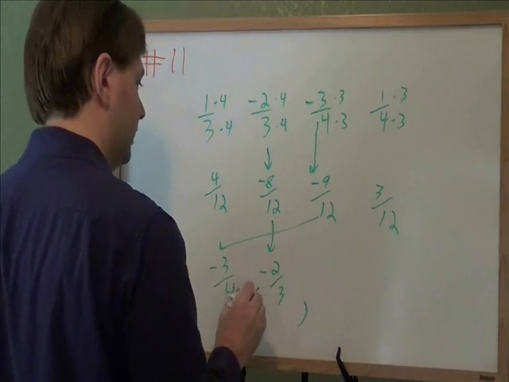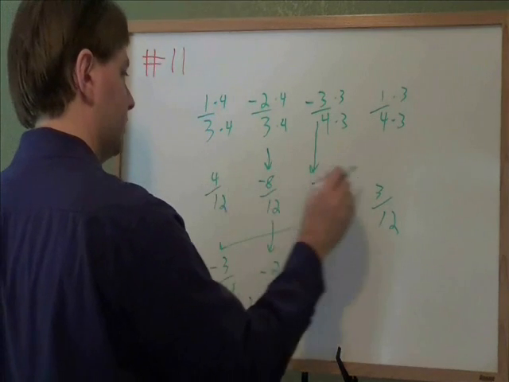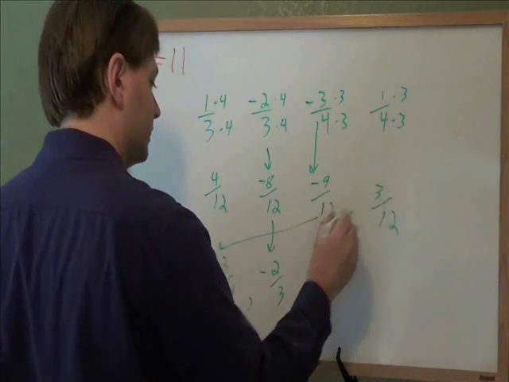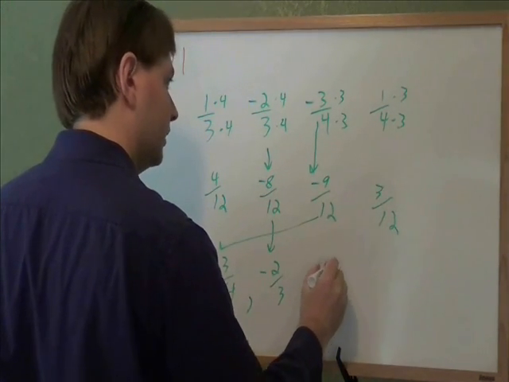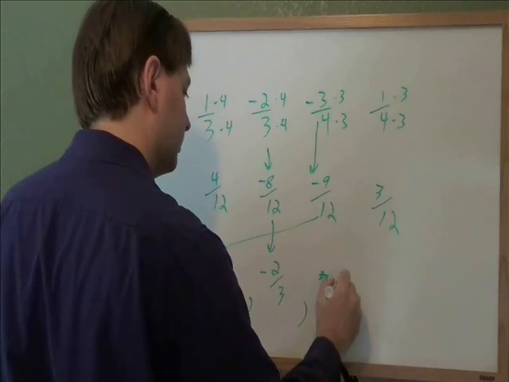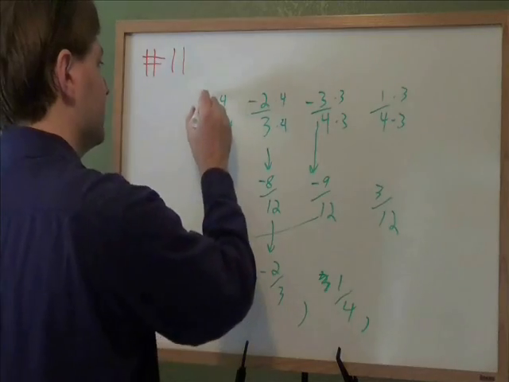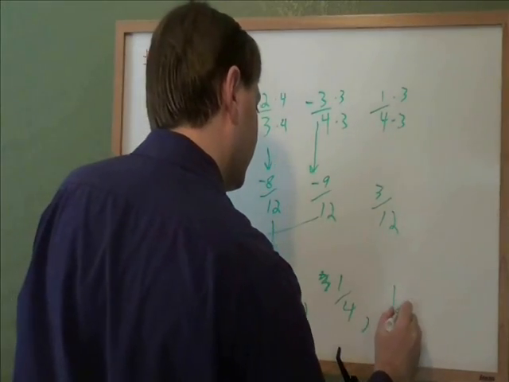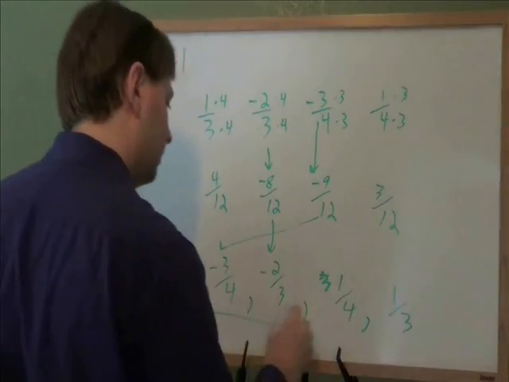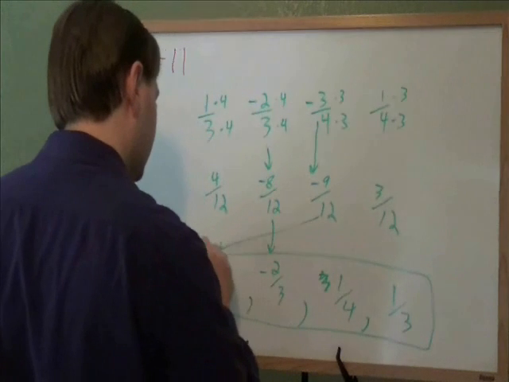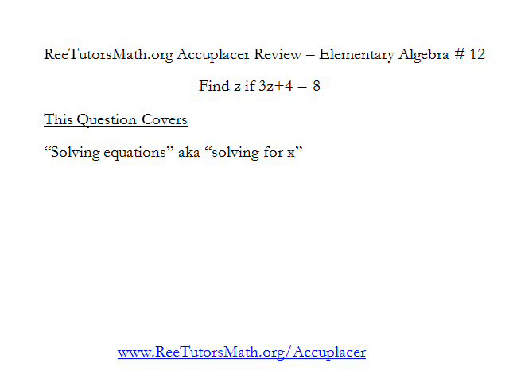And then the next smallest, who's bigger, 4/12 or 3/12? 3/12 is smaller, it goes next. And that was really 1/4, so we're putting 1/4. And then the largest of all was the 4/12, which is really 1/3. And all of this right here is what we need for the answer.